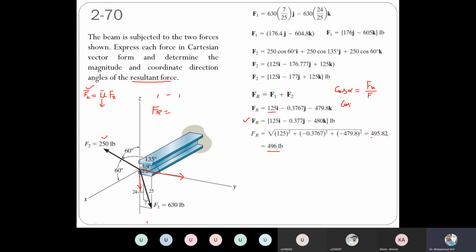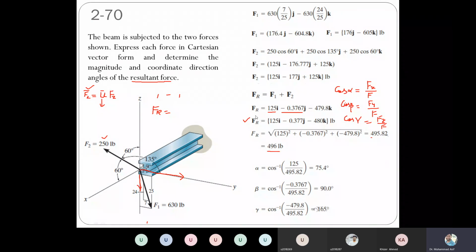Similarly, what is the value of cos beta? The Fy component divided by Fr, right? So now the y component is minus 0.3767 divided by this magnitude, that will be cos beta. Similarly, cos gamma will be equal to Fz divided by Fr. So again you take the cos inverse, that will give you the values of alpha, beta, and gamma. So this is how you can find the alpha, beta, gamma of the resultant force.